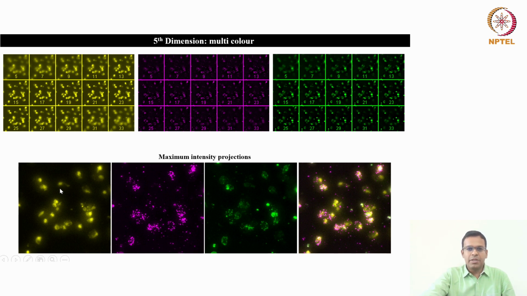This is the maximum intensity projection of all these images. In this experiment my aim was to count the number of mRNA per cell. These individual dots that you are seeing are nothing but the individual mRNAs within the cell, and I have to count this number of mRNA per cell.